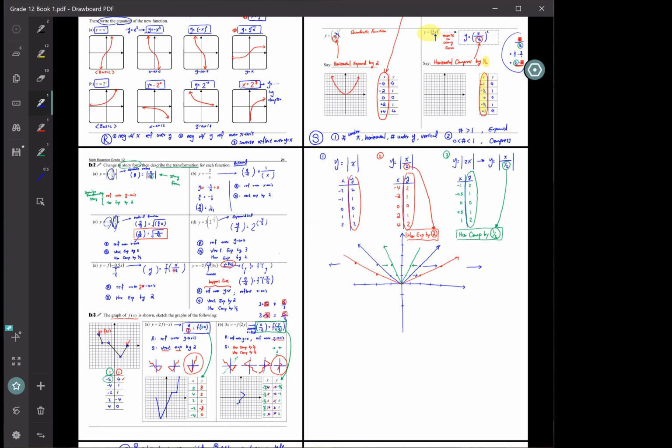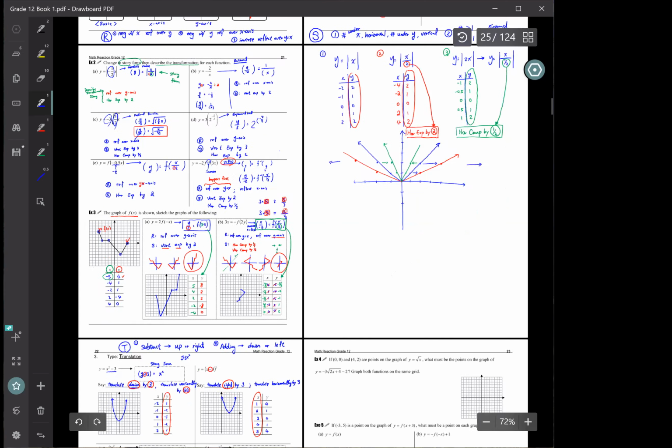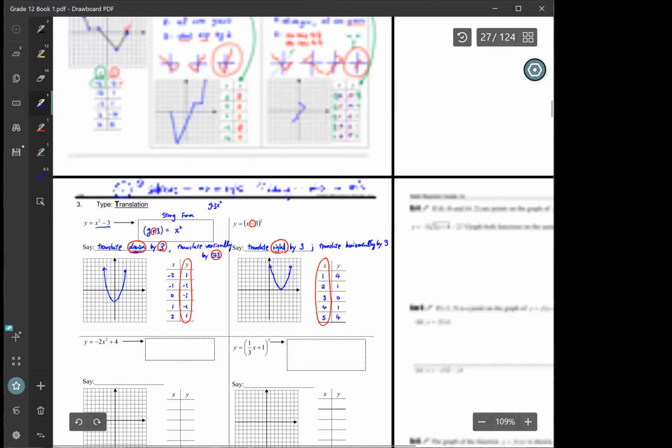Number bigger than one, expand. Good. Number between 0 and 1, compress. Very good. Okay, last one, the new one here.